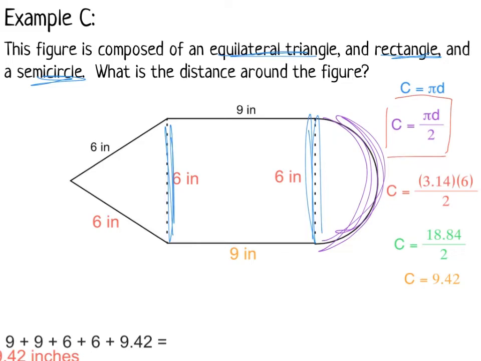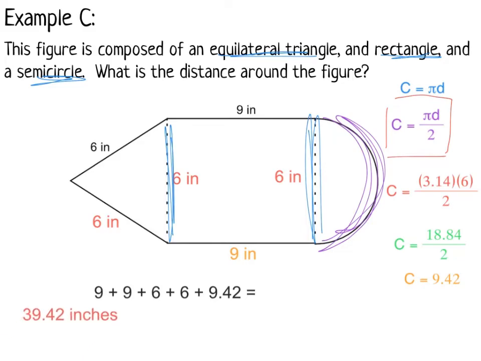So now I figured out all of my sides. However, that's not what I had to do. I had to figure out the distance around my shape. So I'm going to take all of my things that I have to add together. So I'm adding 2 9s, 2 6s, and the 9.42 for the circumference. Remember, do not add the 6s in the middle. We're only talking about the perimeter, which means we're only talking about the outside of our shape. So 9 plus 9, 6 plus 6, plus 9.42. When I do that, I end up with 39.42 inches. Always remember to label your answer.